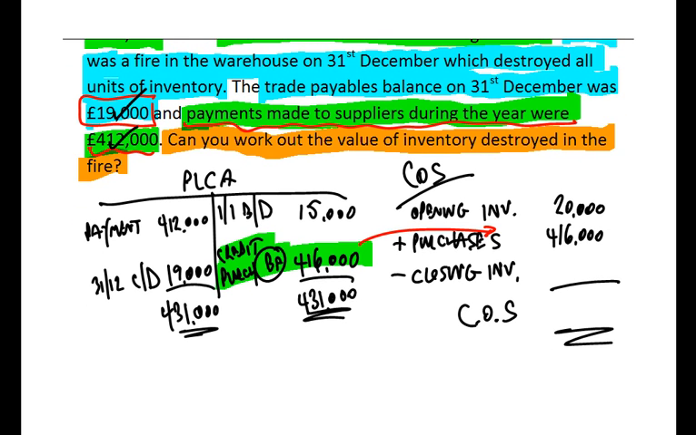If I knew my closing inventory figure, we would knock it off to therefore give my cost of sales. But if you remember, the whole point of this is we don't know the closing inventory. This is what was destroyed in the fire, wasn't it? And in fact, that's the figure I'm now trying to work out. I'm trying to identify the closing inventory figure. Now, given that I know opening inventory and purchases, if I was to be able to establish what cost of sales was, I should be able to work out what the closing inventory figure would be.